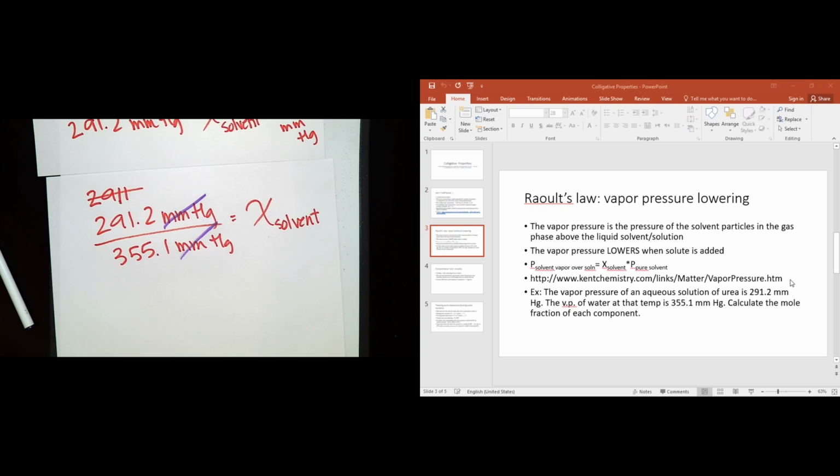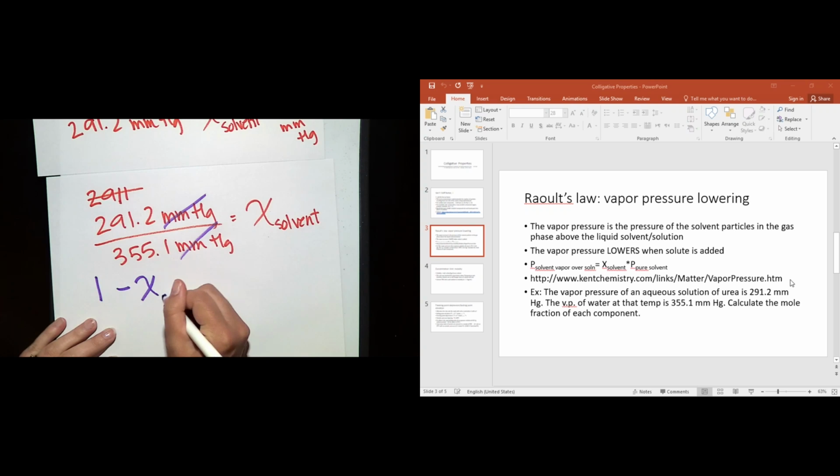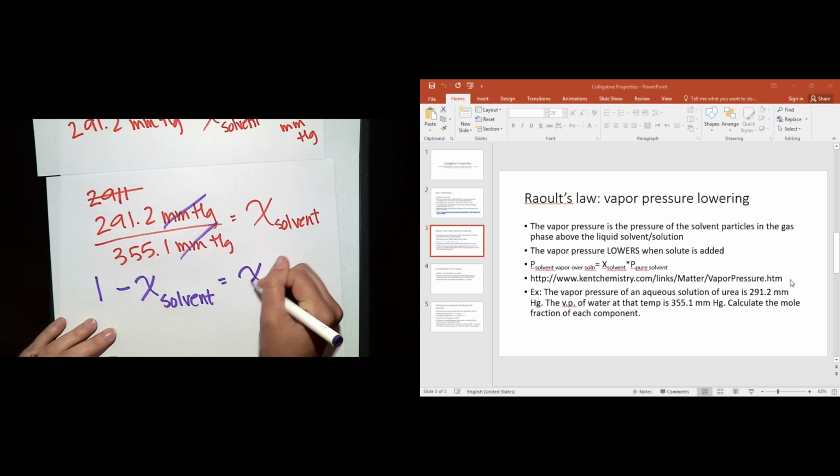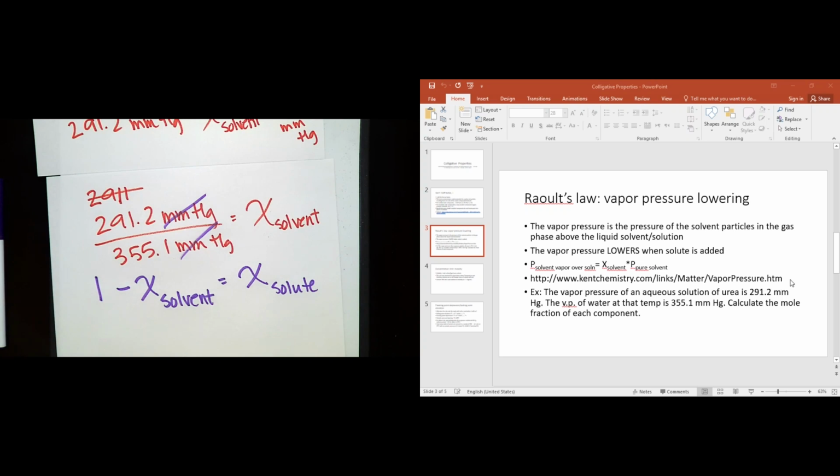How do you get the mole fraction of your solute? It is simply 1 minus the mole fraction of your solvent. That equals the mole fraction of your solute. All right, so solve that. You can check your answer by adding the two numbers up and make sure you get 1.